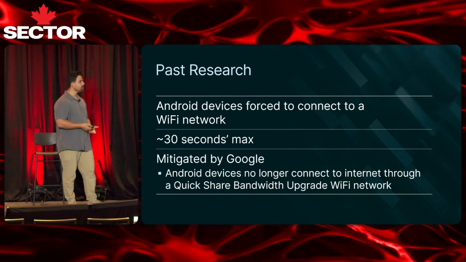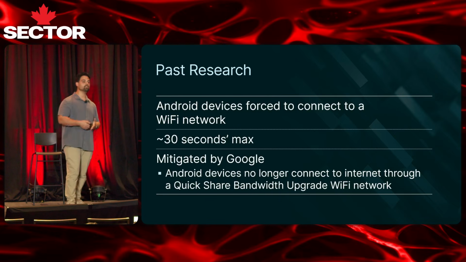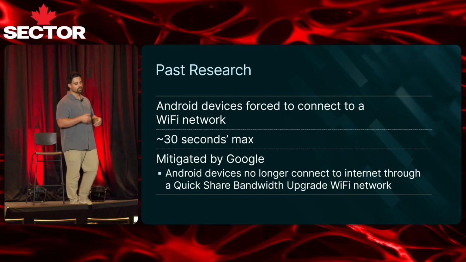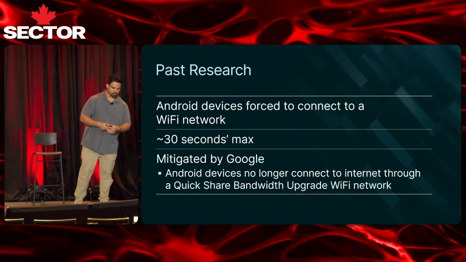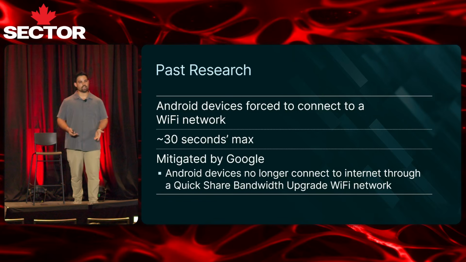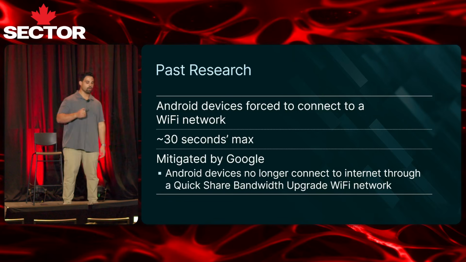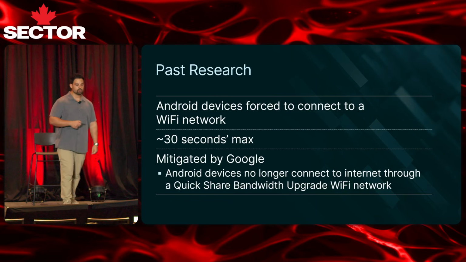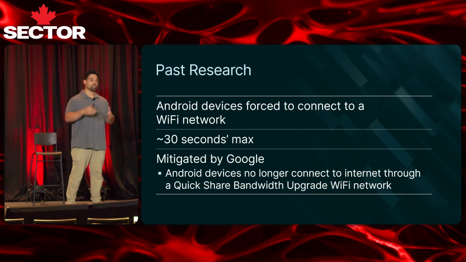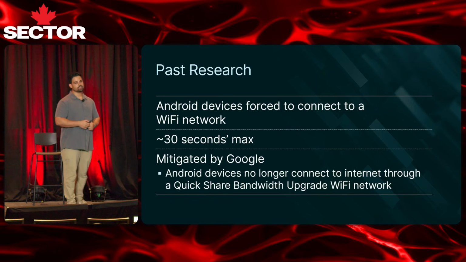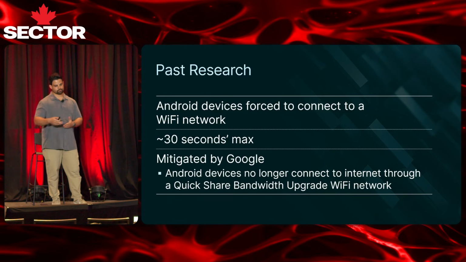Now, this bandwidth upgrade negotiation process was already leveraged in the past research that we talked about earlier, in order to force Android devices to connect to a rogue Wi-Fi access point. But this was done for about 30 seconds maximum, and since then it was already mitigated by Google. You can still force remote Android devices to connect to your Wi-Fi access point. However, they are disabled from using the internet through this Wi-Fi connection.